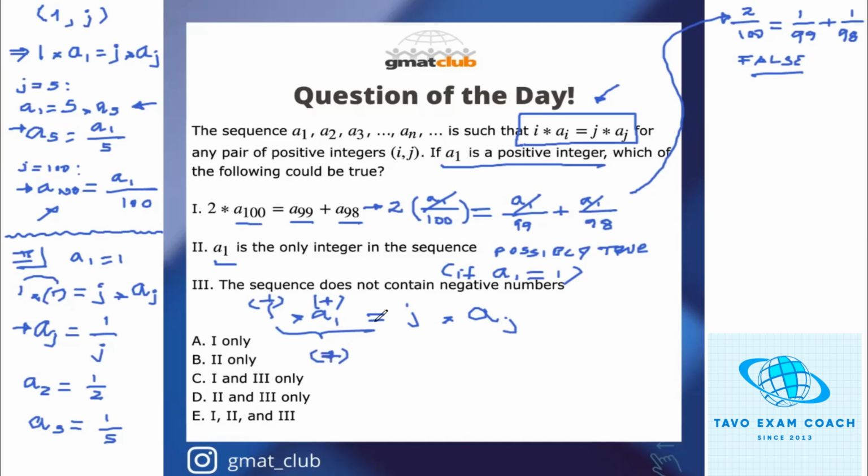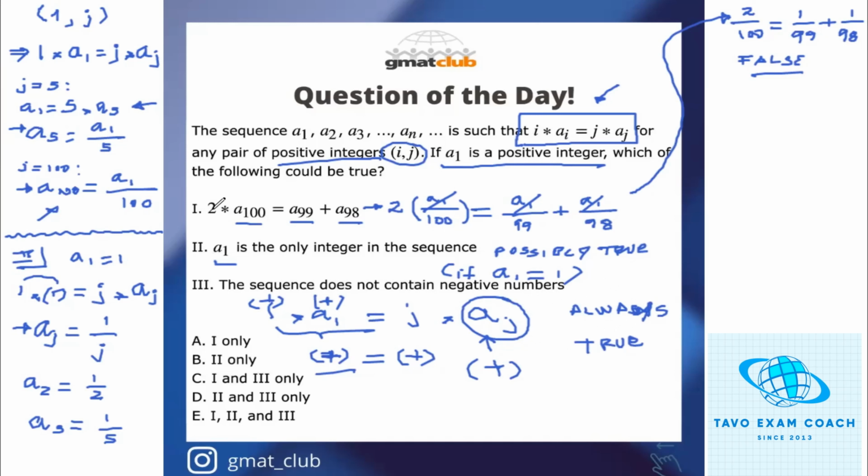And consider this. If j is assumed to be positive according to this definition, and you have a product that is positive, that means that if one of the factors is positive, the other factor has to be positive as well. This factor here needs to be another positive number. So if a sub 1 is positive, then all the values of a sub j need to be positive. So this confirms that the sequence doesn't possess any negative terms. So this statement here is always true.